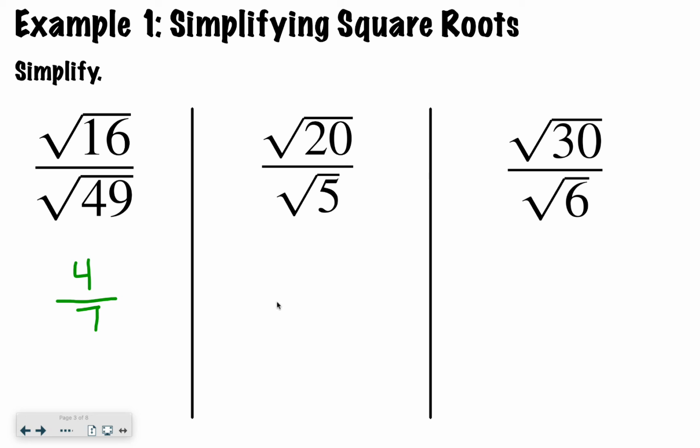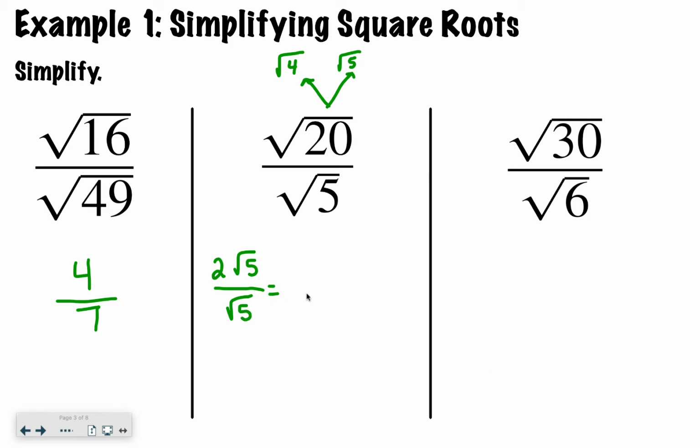Okay, now looking at this next one, I see I have a square root of 20 on top and a square root of 5 on the bottom. So let's break down that 20 like we did yesterday. We said, okay, what's the biggest perfect square that multiplies into it? That would be a 4. And 4 times 5 gives me 20. So I have the square root of 4, which is 2, times the square root of 5 on top. And then on the bottom, I have the square root of 5.